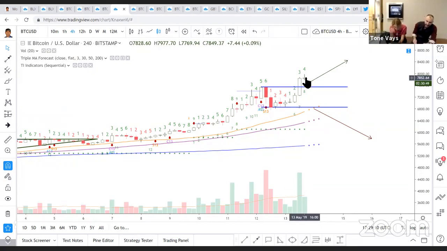Looks like it was 7,800, like $25. No, wait, 8,000, $25 off of 8,000. 7,977 was the high. Just dropped down a little bit. And now that we're above this line, we need to establish a new high. On a daily scale, we are at 4 of 9 sequential. So I would love to see 5 more days of upside.